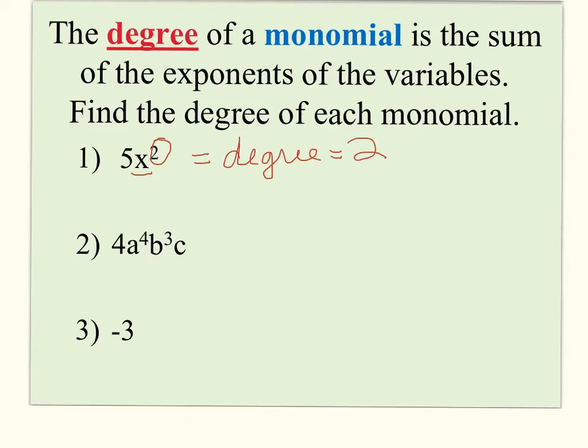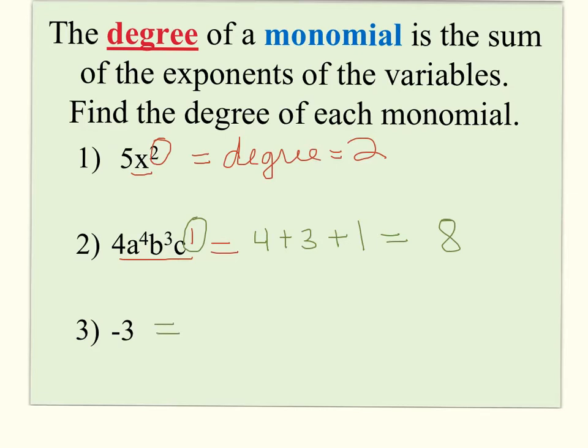4a to the fourth b cubed c. That one's a little different. We have an exponent of 4, an exponent of 3, and the c has an exponent of 1. Now that is one that everyone needs to watch out for. Most people forget this exponent right here. So make a mental note to remember that when you don't see an exponent there, there's actually an exponent of 1. So if we add up all of our exponents there, we have 4 plus 3 plus 1. So our degree of this monomial is 8.